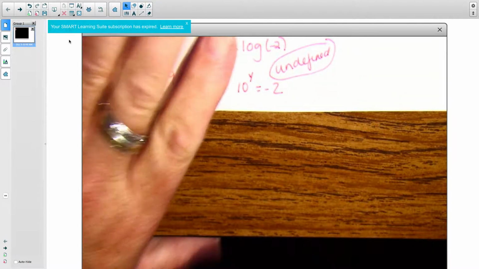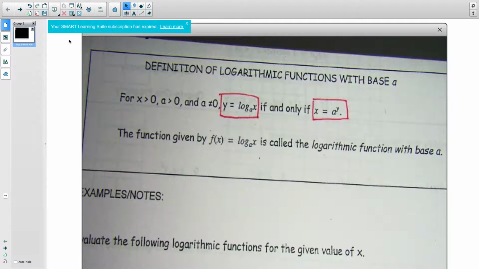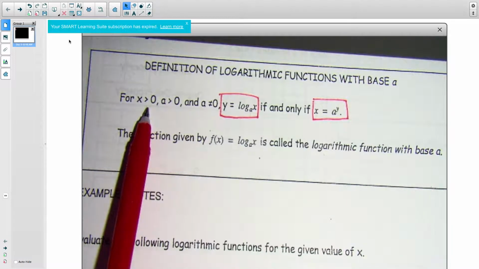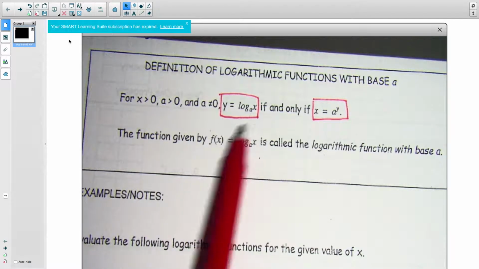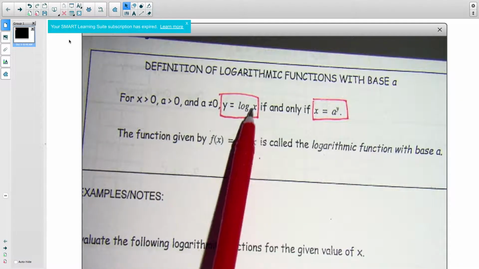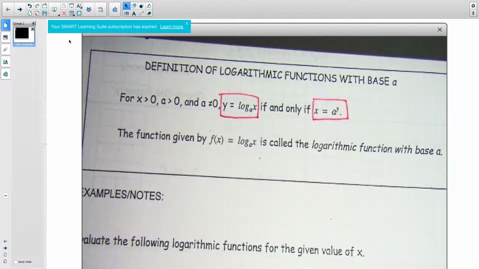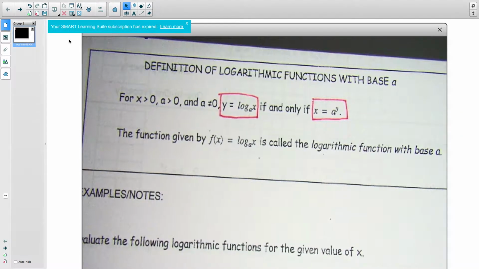And if you look up at the definition, for x greater than 0 and a greater than 0. So the base and the x, these both have to be positive numbers. They cannot be 0. They cannot be negative. Okay? You can't take the log of any negative number. And you'll never see a base of a negative number.